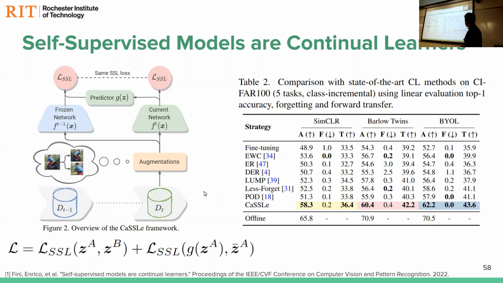And what they did is they took a bunch of self-supervised learning methods that are here, SimCLR, that I explained, and other ones like Barlow Twins or BYOL. And they tried to apply the common continual learning methods that are out there off the shelf on these self-supervised learning methods. But what they show is that if you do this way of preserving knowledge, you can get better performance.